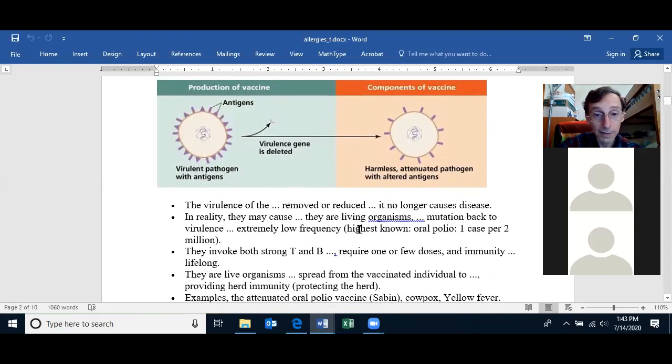Certain countries, they said, okay, the first time you give a vaccine, it has to be the dead vaccine, but then the later time you give the vaccine, it can be the live attenuated vaccine. And Finland is a country that does that. And the reason is they want to remove the low rate of mutation where the vaccine can cause disease. Any question about that?